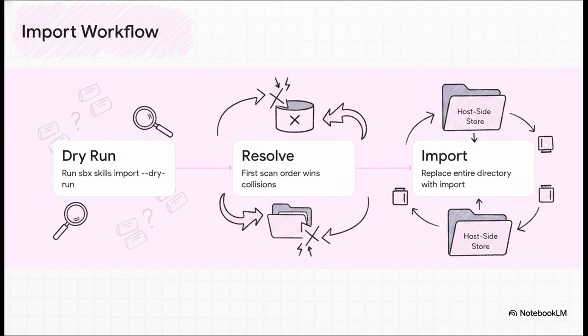Step 2, resolve your collisions. Because all agents feed into that one central store, if you have 2 skills with the exact same directory name, the first one scanned wins and it will just shadow the other. Step 3, run the actual import. And it is absolutely crucial to note here that importing replaces the entire directory. It doesn't just merge files. So if you've got a stale helper script hanging around in the store, the import completely overwrites the whole folder to perfectly match your host source.